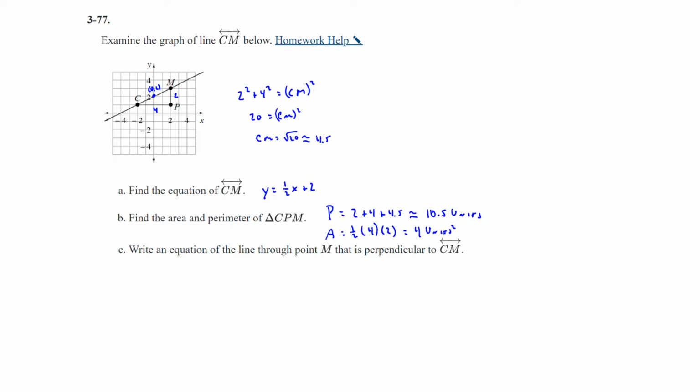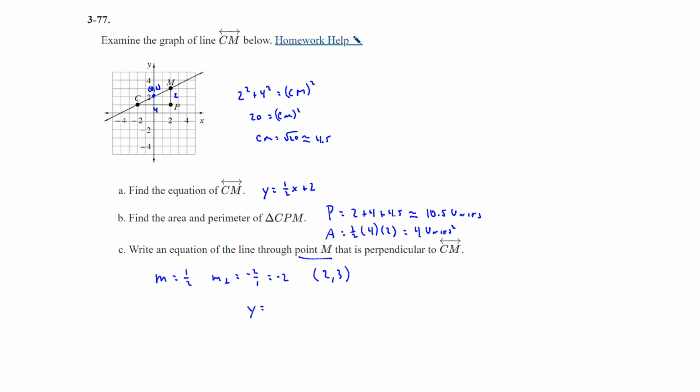Write an equation on the line through point M that is perpendicular to CM. So our slope for CM was 1/2. So the perpendicular slope is the opposite reciprocal, which is negative 2 over 1, or just negative 2. So we have our slope. It wants to go through the point M, which is located at (2, 3).